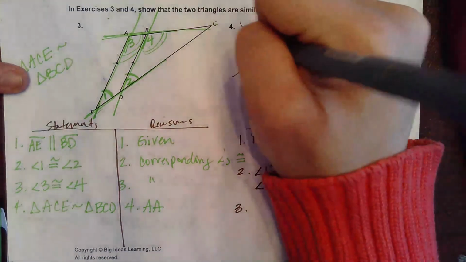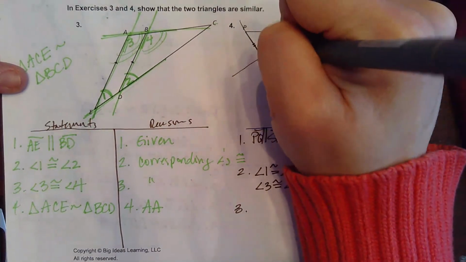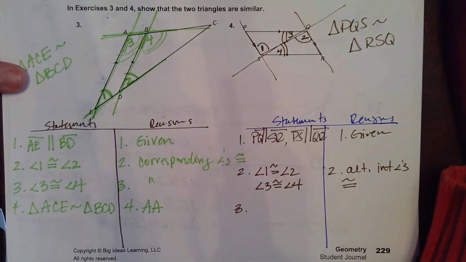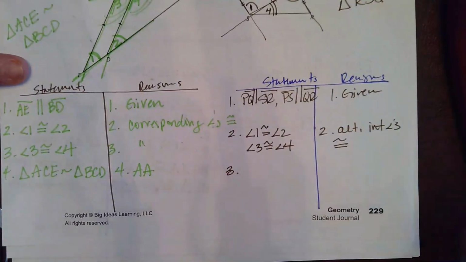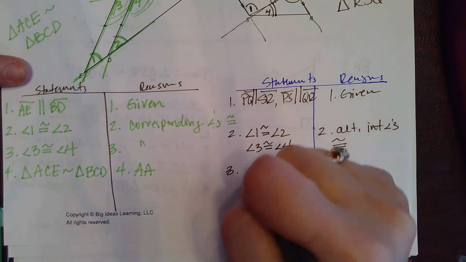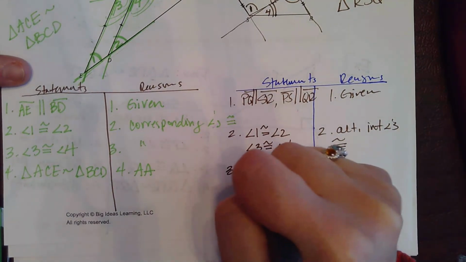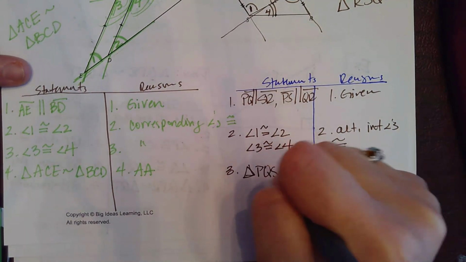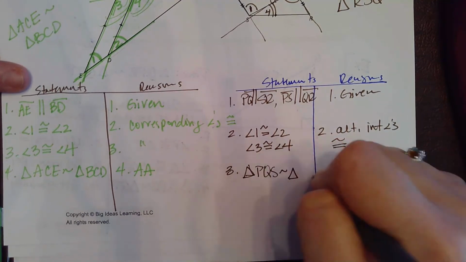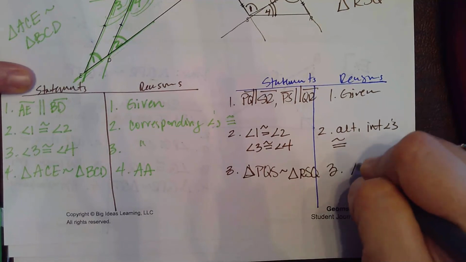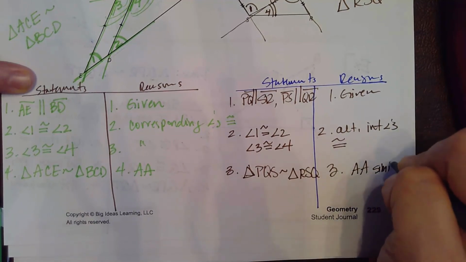Now that I've shown that angle 1 and 2 and 3 and 4 are congruent, I've got my two sets of angles. So now I can say that my triangles are similar. So triangle PQS, and I keep saying congruent, but it's similar to triangle RSQ, and my rationale is angle-angle similarity.